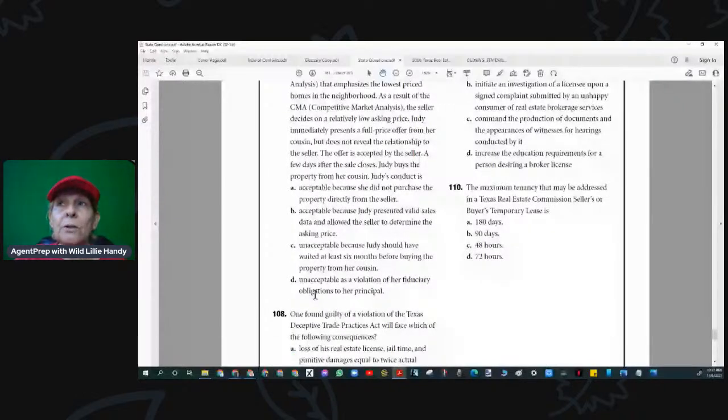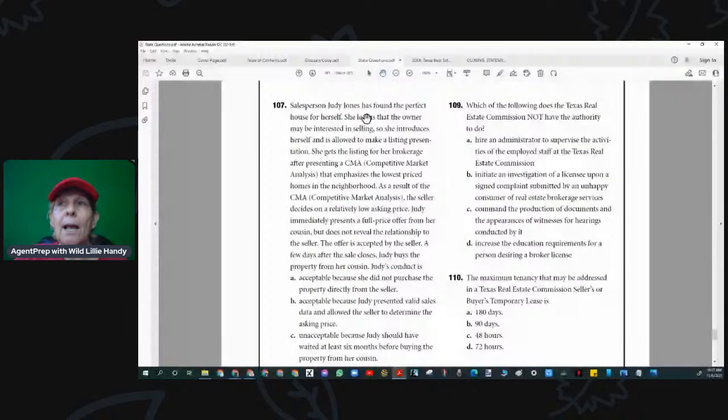Okay, so she did a comparable, right? And she learns that the owner may be interested in selling. So she introduces herself, does a CMA, competitive market analysis, and that emphasizes the lowest priced homes. Wow. We're supposed to show current sales within the last 3 to 6 months, depending on how fast the market is changing, and with similar properties. If we only select the lowest, we're not doing the best for our client. We are not doing our fiduciary responsibility.